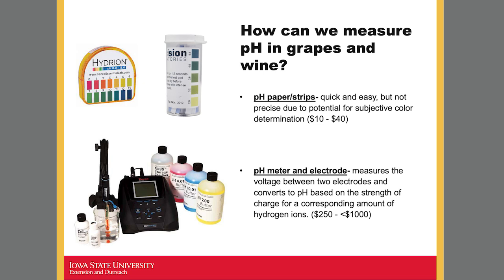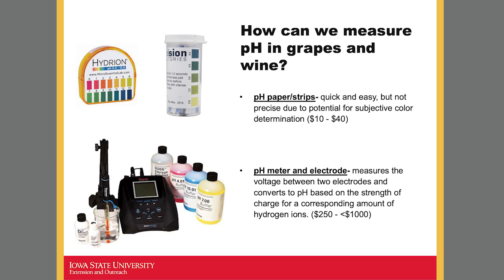The most convenient and easy way, quick and easy, is to use pH strips. However, you'll notice, we talked a lot about the difference in pH range. And here we're going from 2.8 to 4.4, and there are only 4 or 5 different colors here. So it's not very specific. It's not very precise, and it's kind of subjective to what color you're going to assign to that reading.